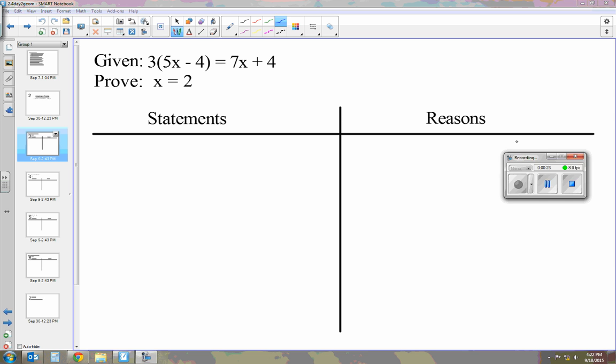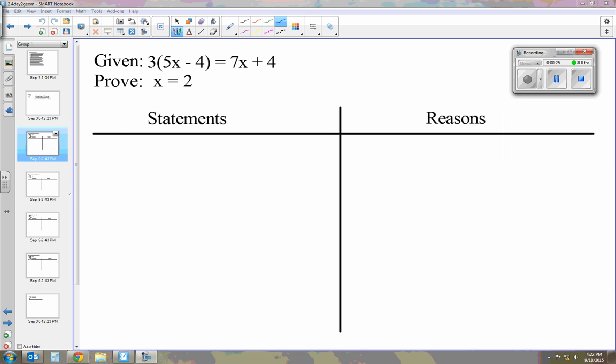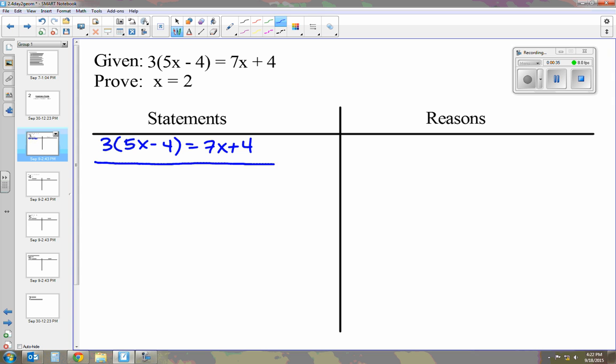The first thing that we always write down is the given, which is 3 times 5x minus 4 equals 7x plus 4. Draw a nice straight line. And our reason for writing this down is, of course, given. Now we're just going to solve this equation step by step, and at each step we're going to list the reason why we've done that, using the properties we learned yesterday.